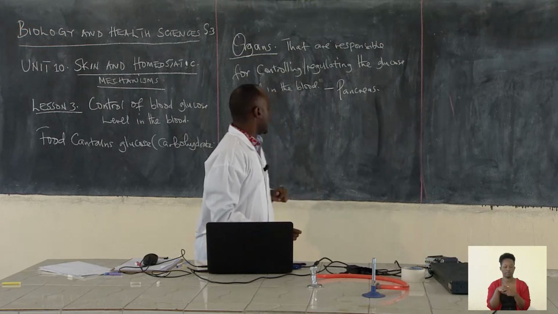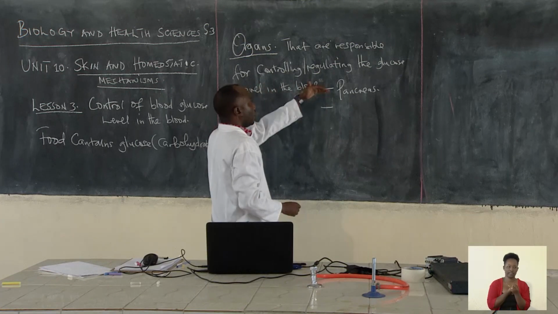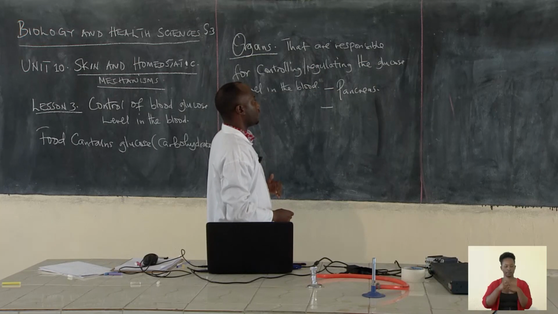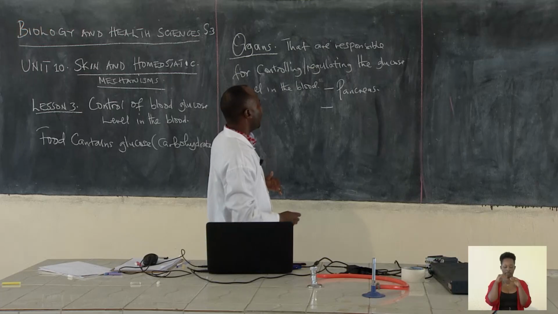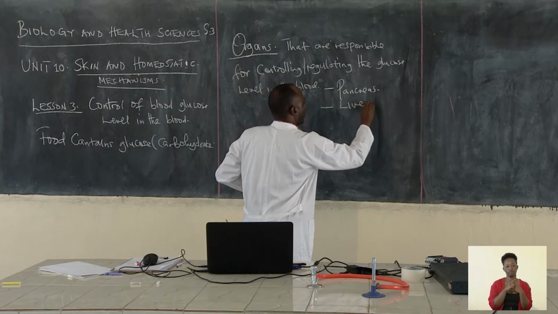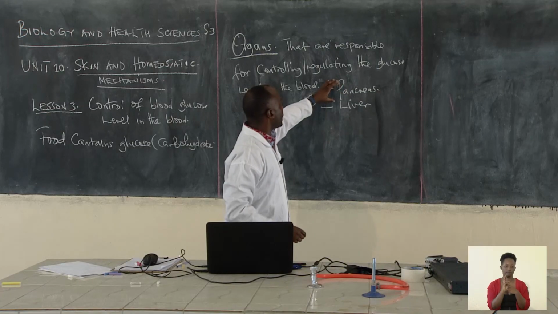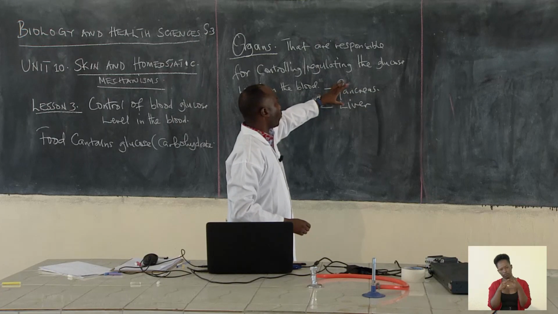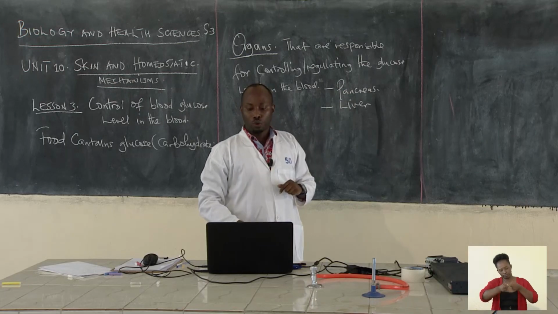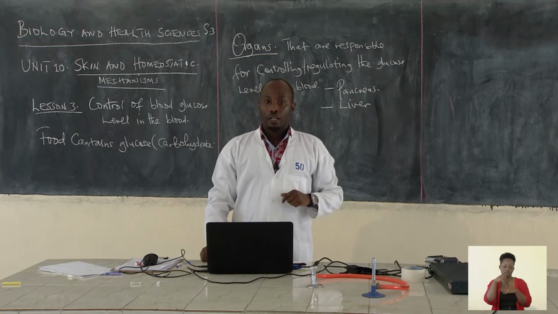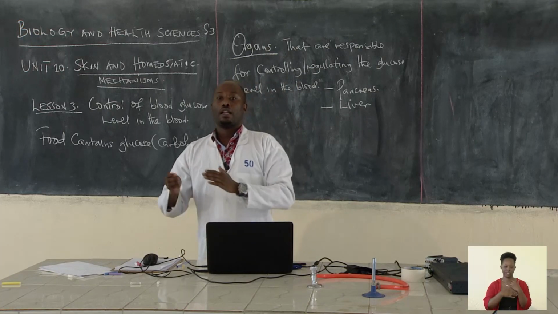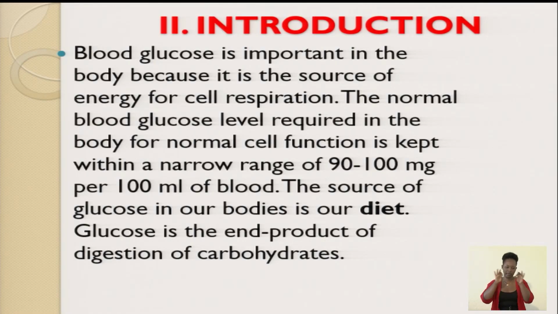Another organ that plays a role in regulating the glucose concentration in the blood is the liver. We're going to discuss how these 2 organs work together to regulate blood glucose in the body. Blood glucose is important because it is a source of energy for cells. Cells need energy to do their functions. If the cells don't have energy, they cannot perform their function properly or effectively.